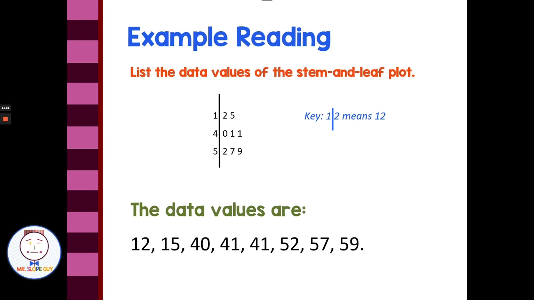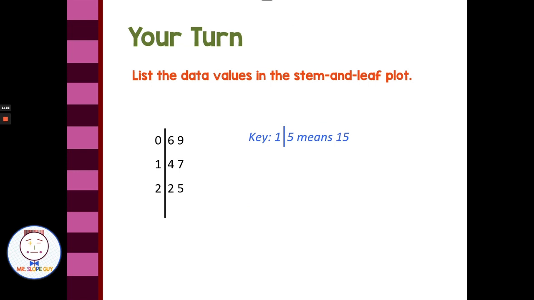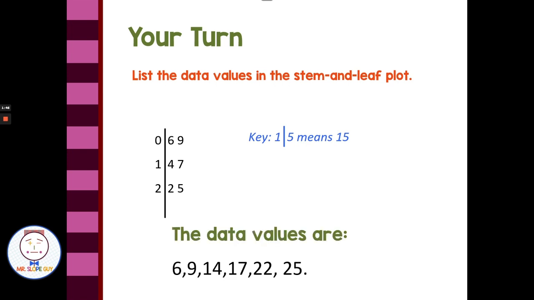41, 52, 57, 59. All right, so you guys look at this stem and leaf plot, pause the video here, and list the data values from the stem and leaf plot. All right, welcome back. So these 0 parts, the 0 | 6 is 6, the 0 | 9 is 9, 1 | 4 is 14, 1 | 7 is 17, 2 | 2 is 22, and 2 | 5 is 25.